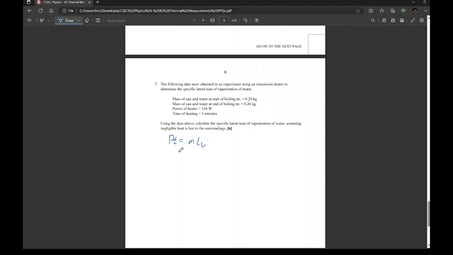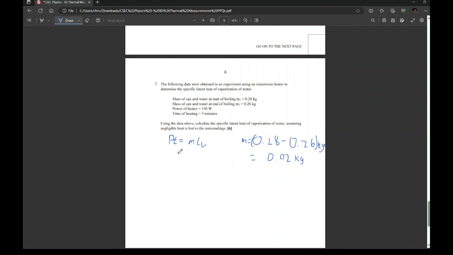Okay, so without further ado, let's get to it. The first thing we need to do is just write what the mass is. So the mass is just going to be 0.28 minus 0.26, that's of course in kilograms, and that is equal to 0.02 kilograms.